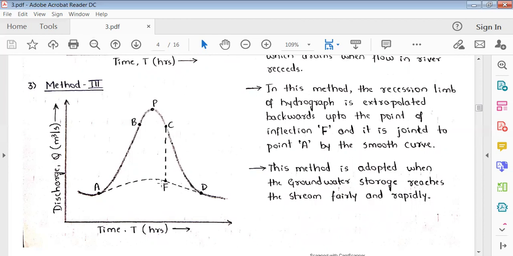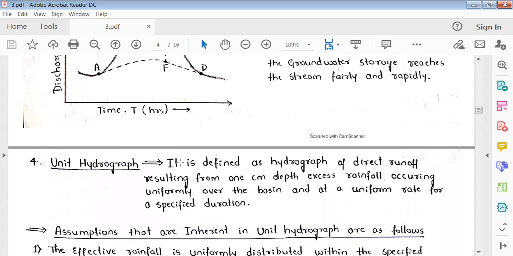Once you connect C and F, a smooth curve is drawn at A and it is joined here at A. This method is adopted when the groundwater storage reaches the stream fairly and rapidly. So this method is used. Again, whatever is above this AFD line becomes the excess runoff hydrograph. All right, so these are the three methods.